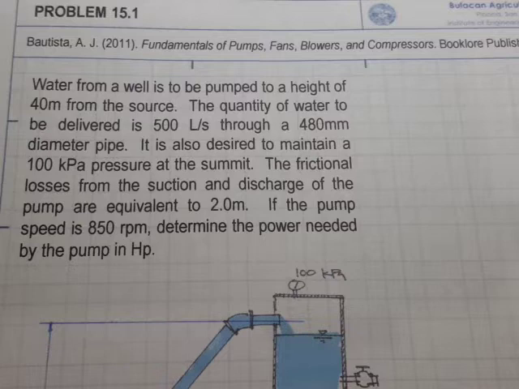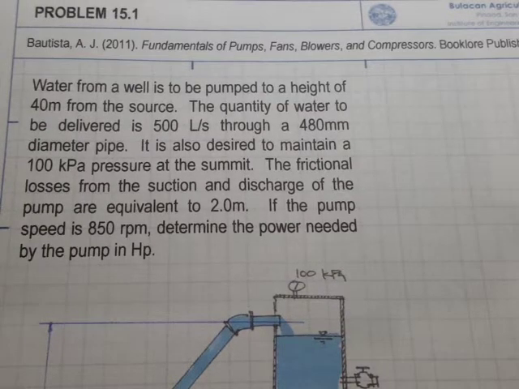It is also desired to maintain a 100 kilopascals pressure at the summit, and the frictional losses from the suction and discharge of the pump are equivalent to 2.0 meters. If the pump speed is 850 RPM, determine the power needed by the pump in HP.